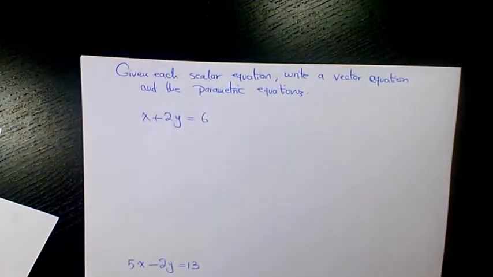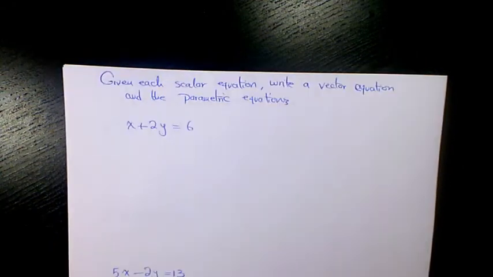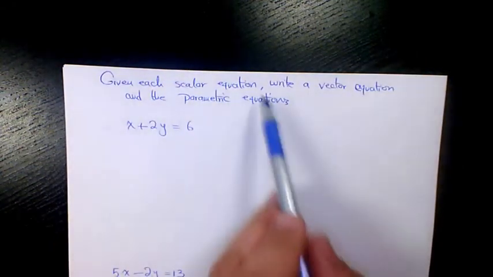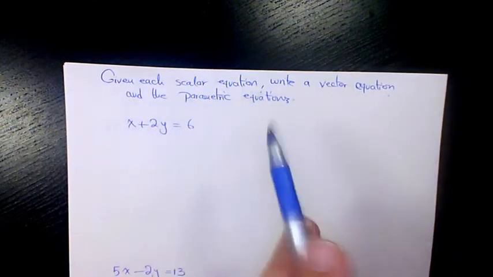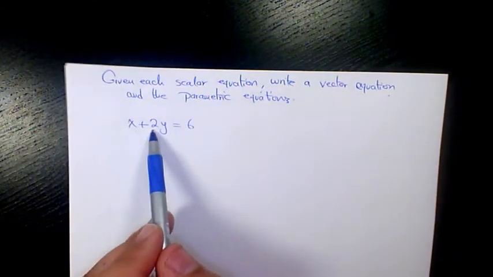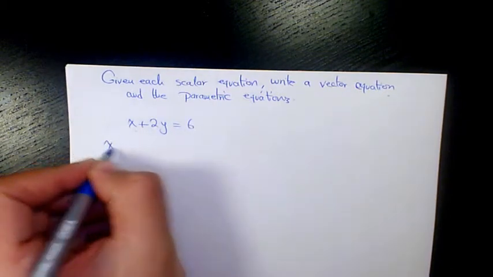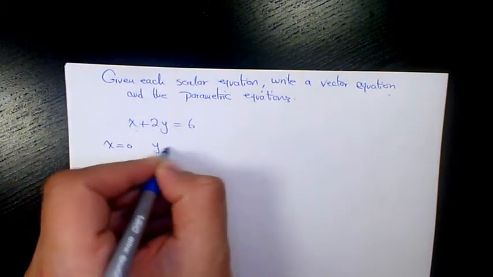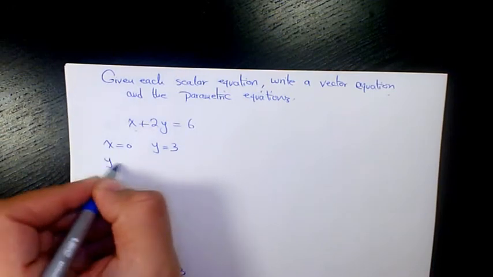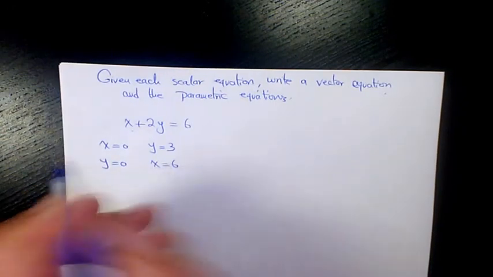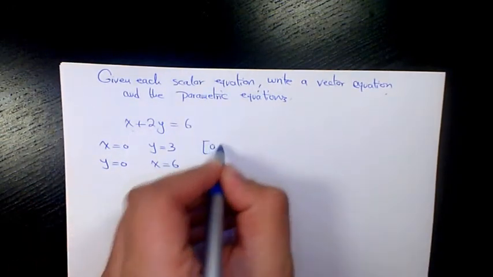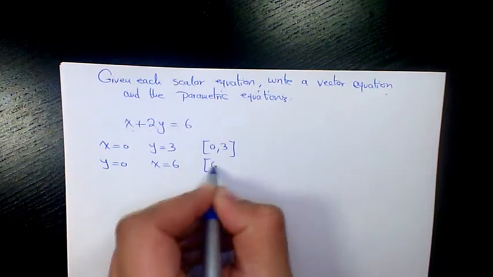Now next one, it says given each scalar equation, write the vector equation and parametric equation. Here we have x + 2y = 6. If x is 0, y will be 3. If y is 0, x would be 6. So we have (0, 3), and we have (6, 0).